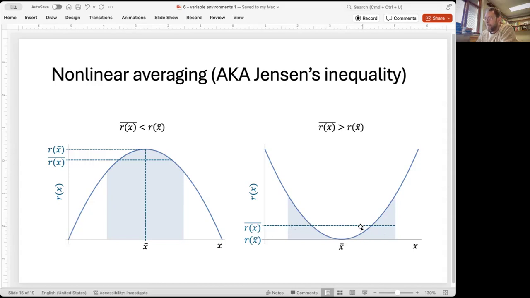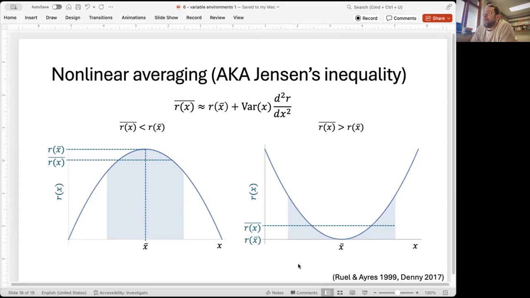And now you can imagine that if the environment is varying back and forth in the shaded region, then sometimes they're doing okay, not so good, doing okay. This is going to average out to this R bar here, which is going to be a little bit bigger than the growth at the average environment. So, depends. Is environmental variation good or bad for you? Depends on the shape of the environmental response function.